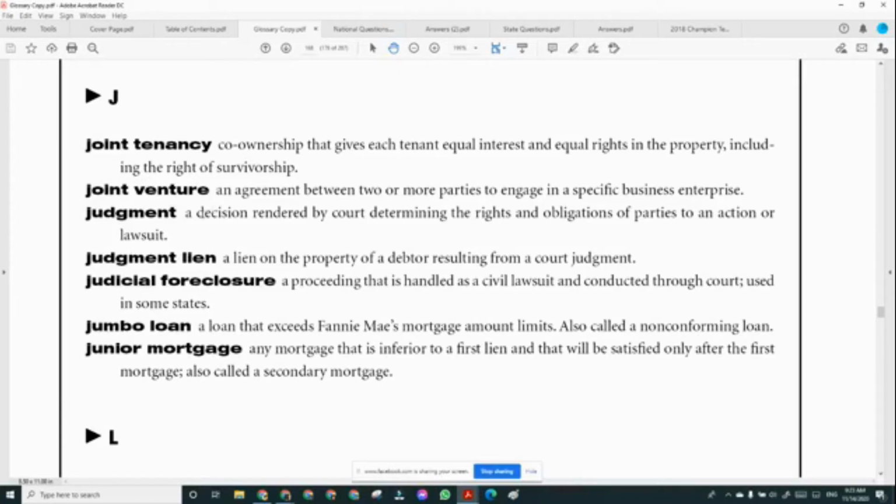Joint venture, an agreement between 2 or more parties to engage in a specific business enterprise, okay? Specific, not general. It's specified.